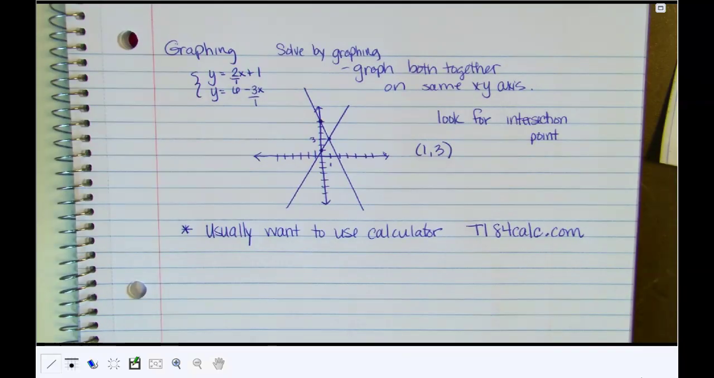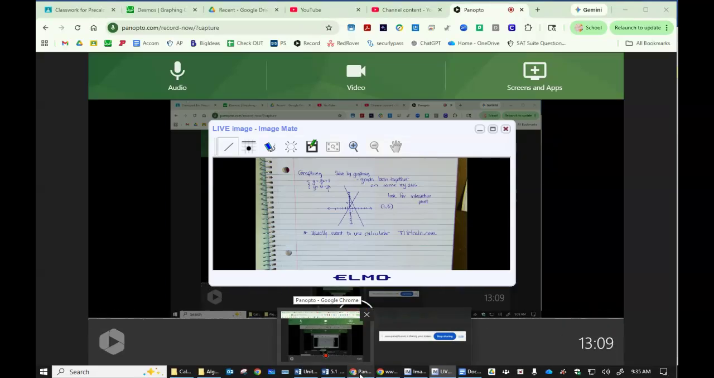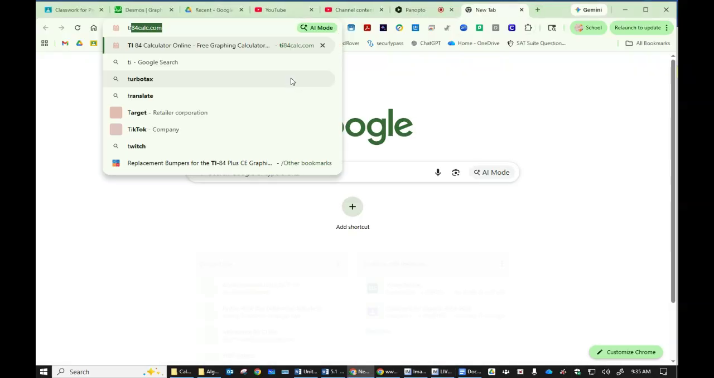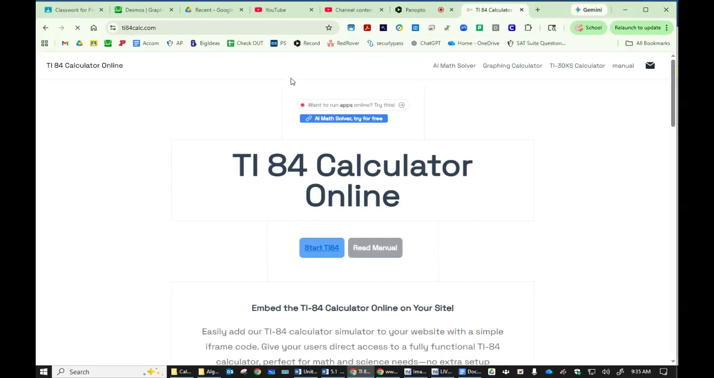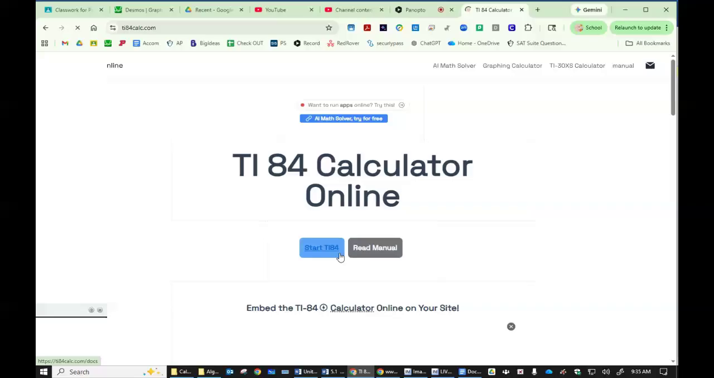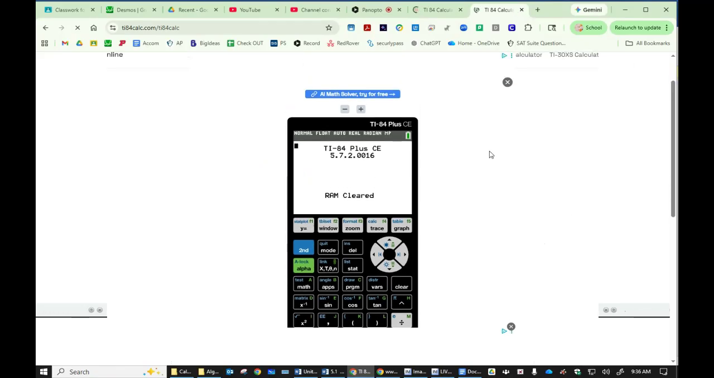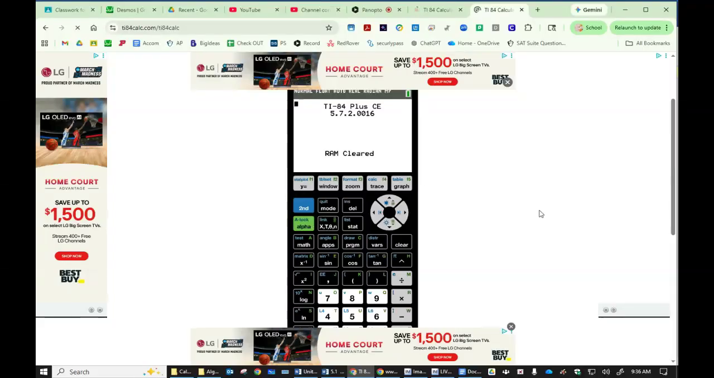So, let me show you how to do this. I think I can maybe do this split screen. I'll show you what it looks like. So ti84calc.com comes up like this. You either want to read the manual, which you don't, you want to just start your calculator. Okay, so it comes up and looks just like your calculator. You've got to deal with a couple ads in there. That's annoying, but it is what it is.